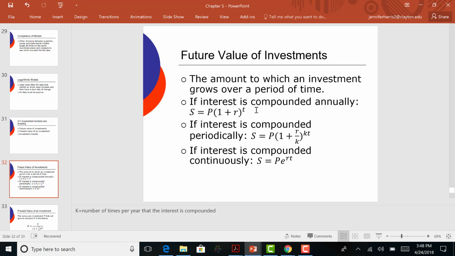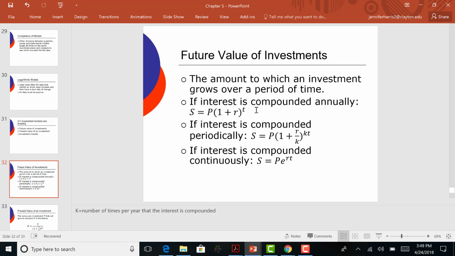S. And let me write this on the board while I'm talking. The formula is, the S is equal to P times, you've got a parentheses, 1 plus R divided by K, all of that raised to the K times T power. All right, so let me tell you what each one of the letters represents.